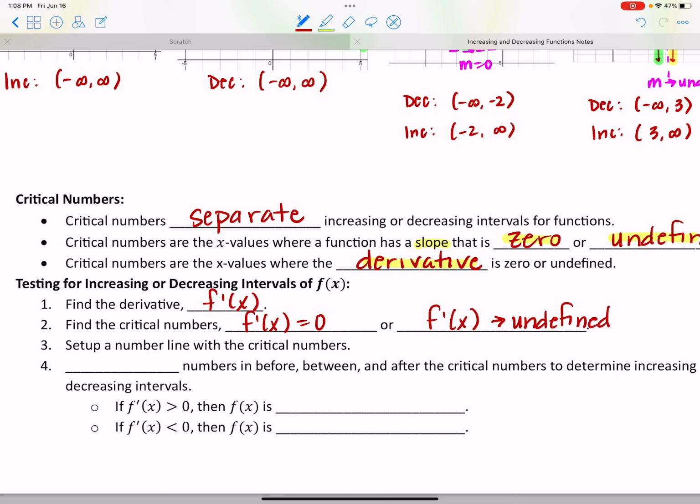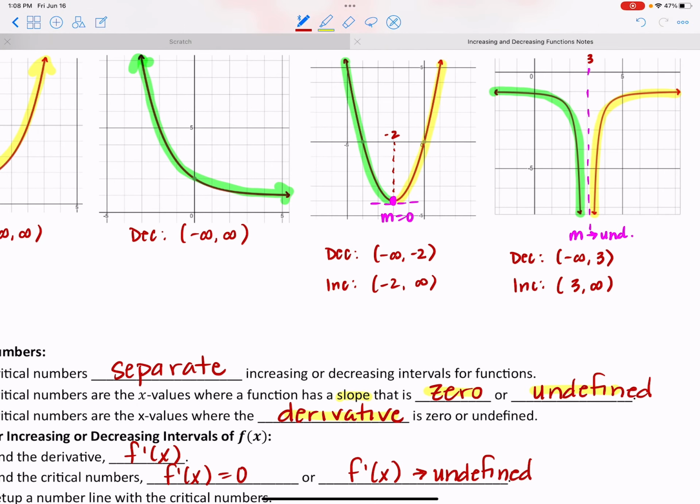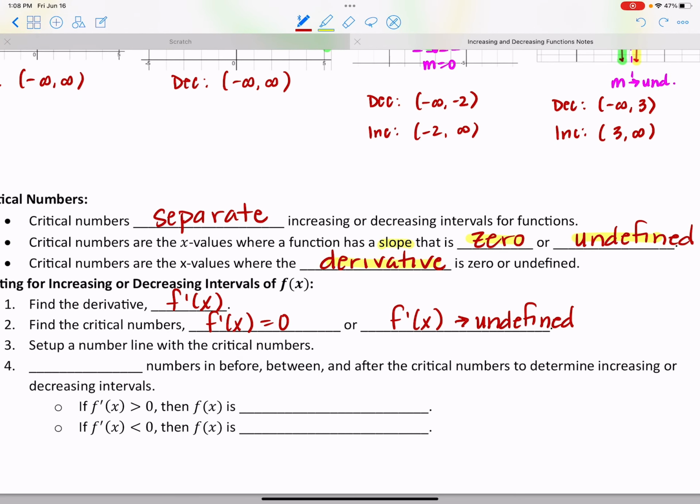Okay, if we find those critical numbers, then again we know the separators. So if I knew 2, then I just got to figure out, okay, I know that that's either 0 or undefined there, what's happening before that and what's happening after that. And so what we're going to do once we find our critical numbers is we'll put them on a number line, and we're going to then test numbers that are before, between, and after critical numbers to figure out if we're increasing or decreasing.